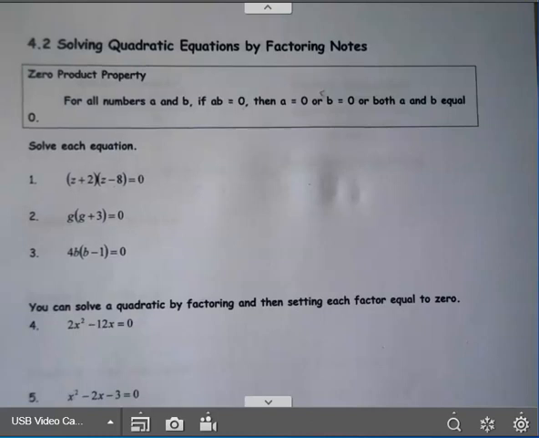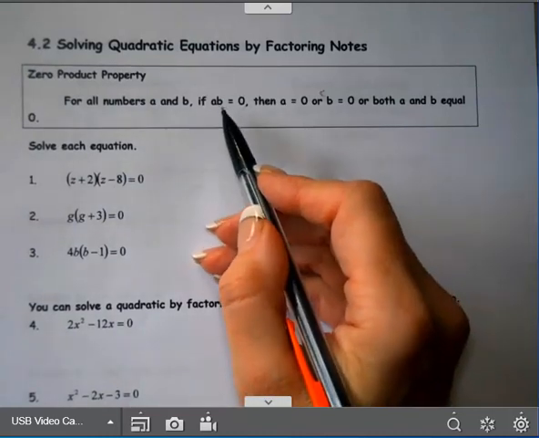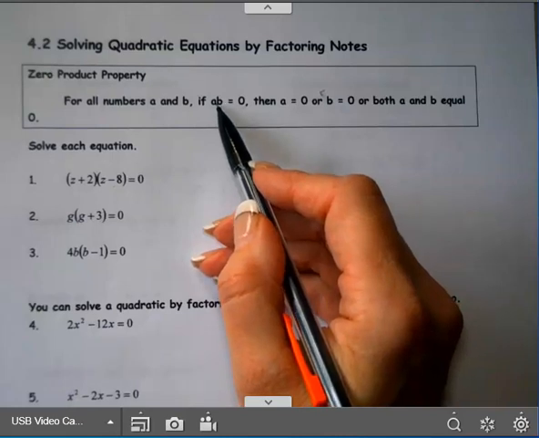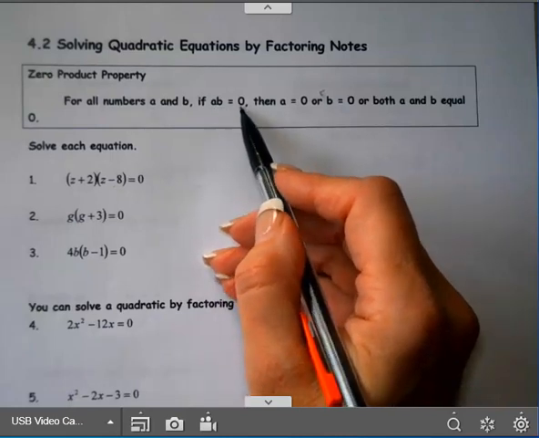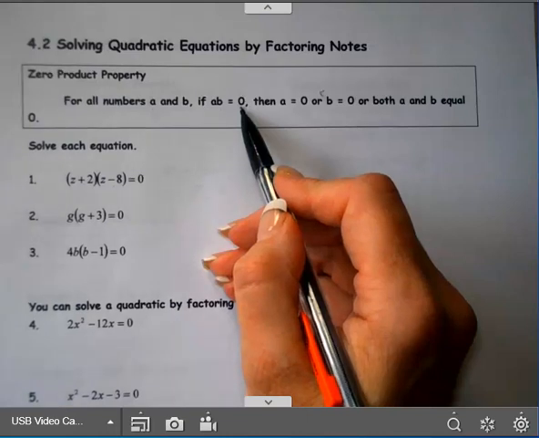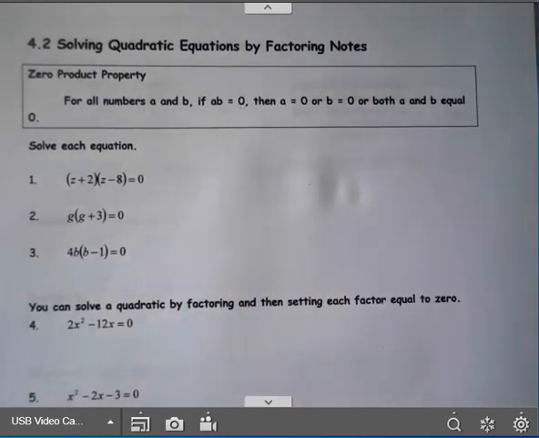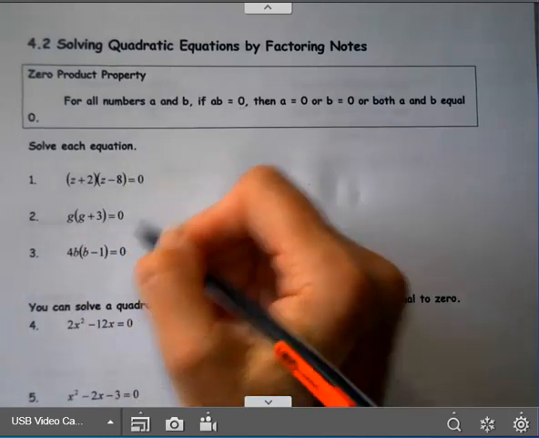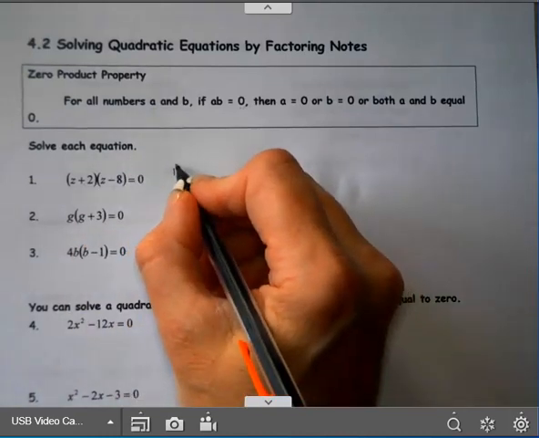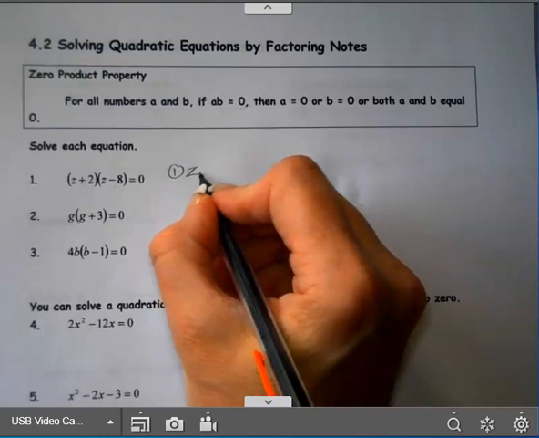One way to solve a quadratic equation is by factoring. To do this, you'll use the zero property, which just states that if you have two numbers, a and b, if they multiply to zero, then one or possibly both of them are equal to zero. For our first three examples, they are already factored for us. You'll set each factor equal to zero.